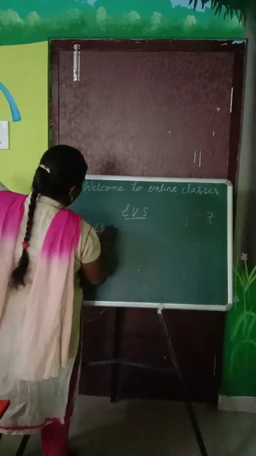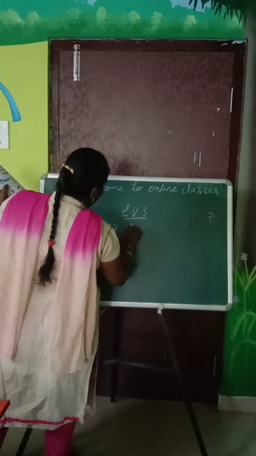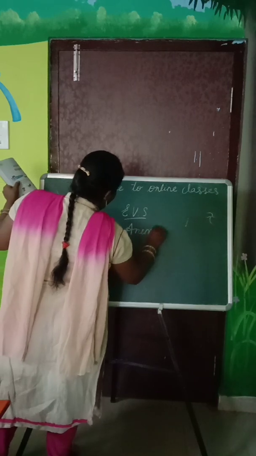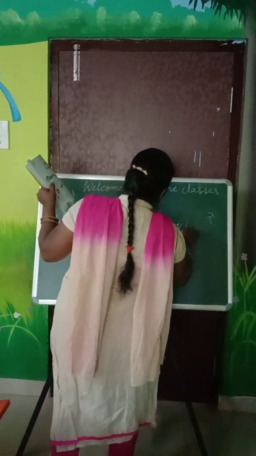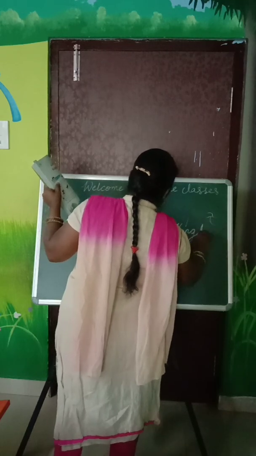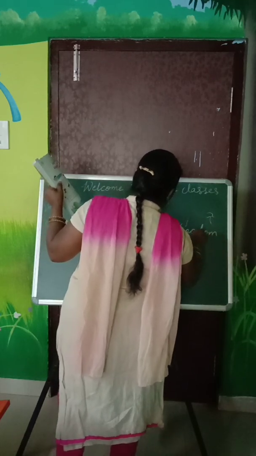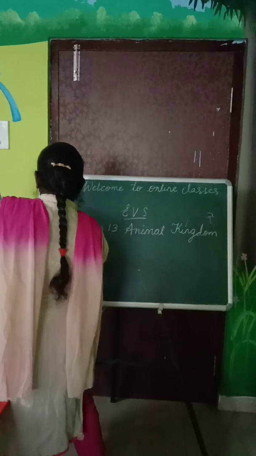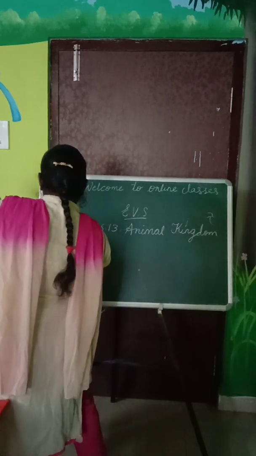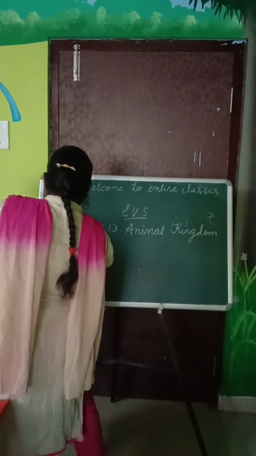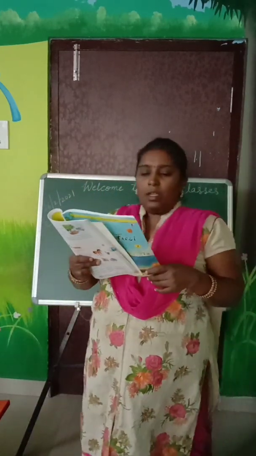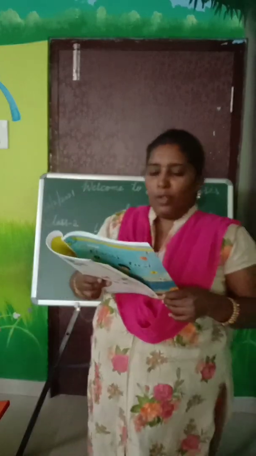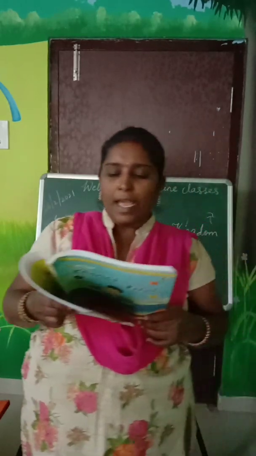Our lesson 30, animal kingdom. Okay, open page 90. Open page 90. Okay. Look at the pictures given below. Can you identify the animals?